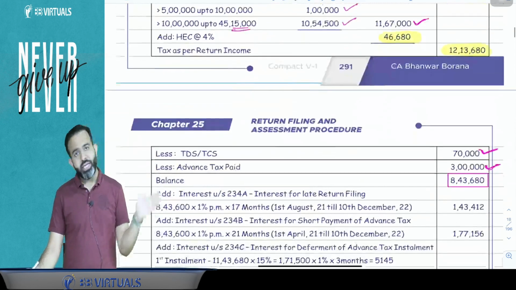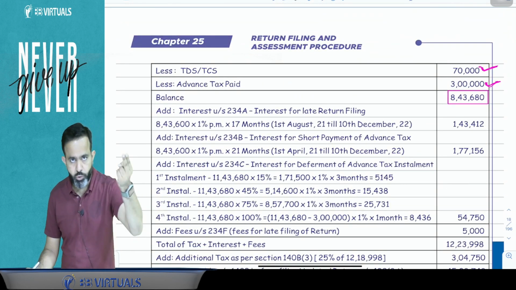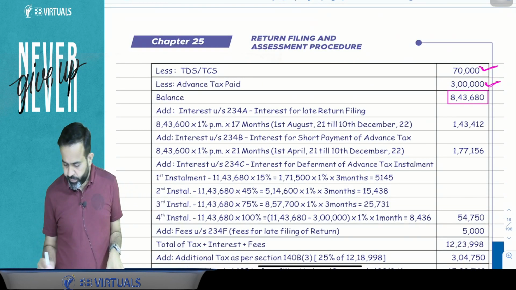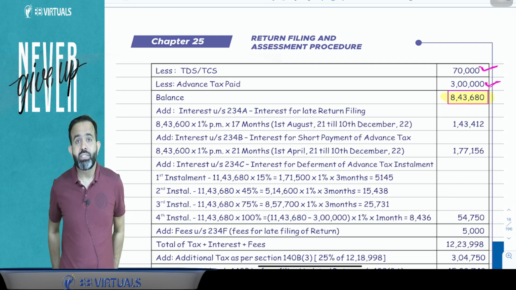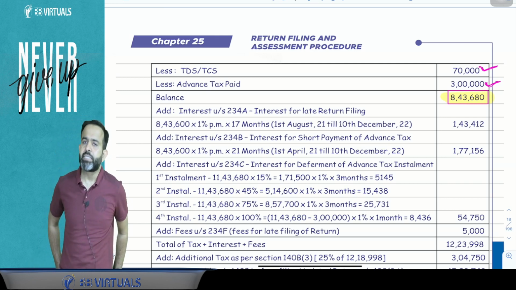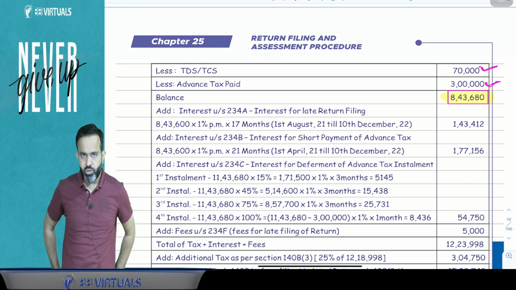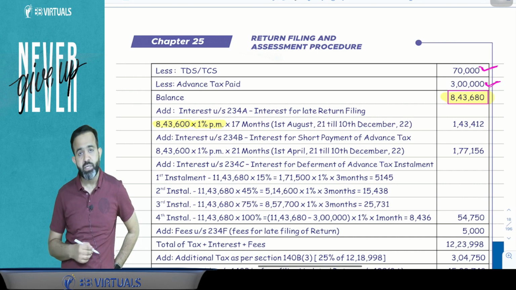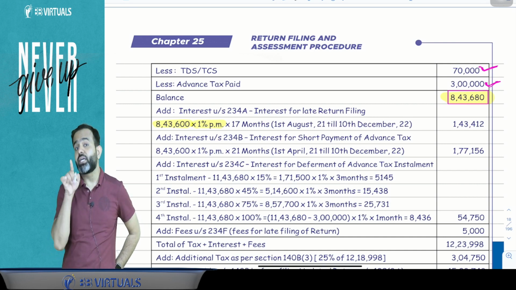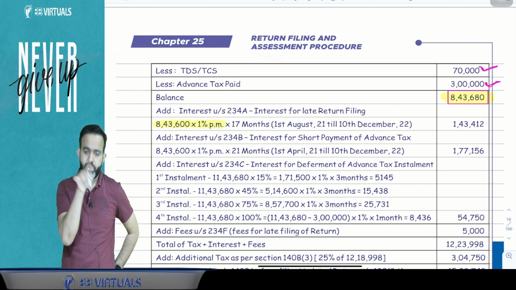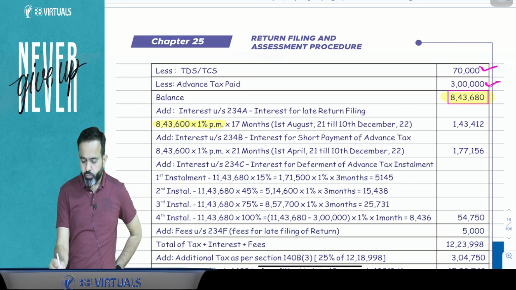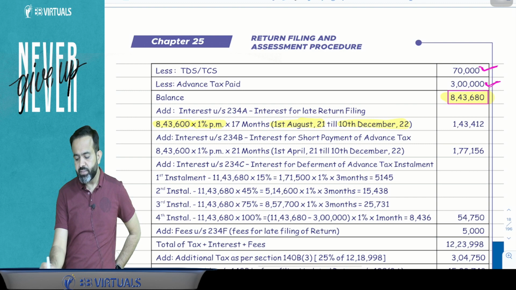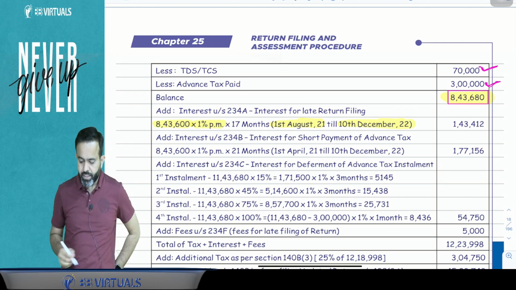Now 234A is applicable on whatever tax due on the return. So at the time of filing of return, your tax due is 8,43,680, but after taking the credit of TDS, TCS, advance tax, but obviously self-assessment tax you cannot reduce here. So here guys, 843,600 multiply by 1% per month or part of the month, and this interest will run exactly after due date of return filing. That was 31st July 2021. So from 1st August 2021 till 10 December 2022, you are filing the updated return. So for this period, August, September, October, November, December and 12 months, total 17 months interest is applicable.